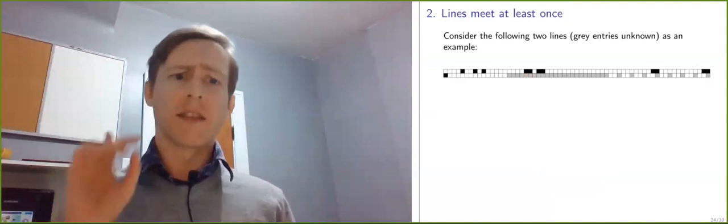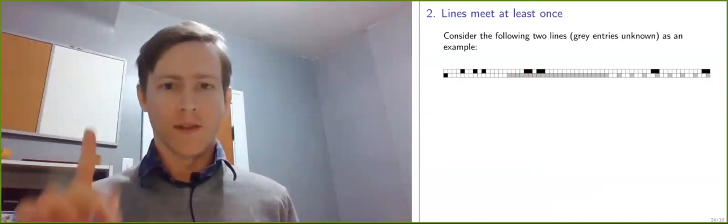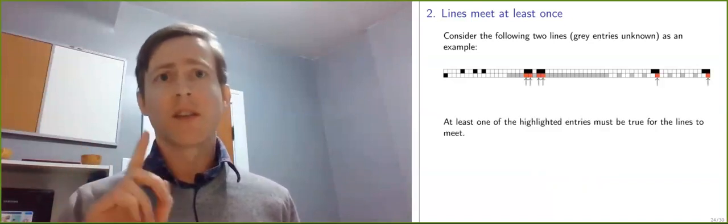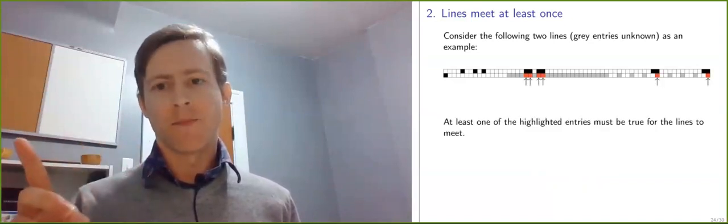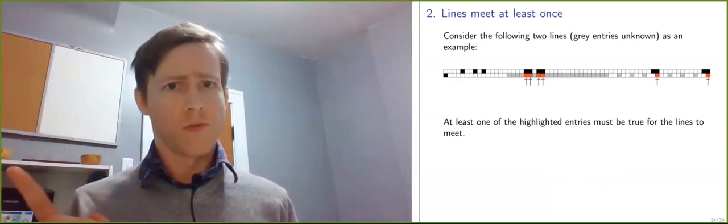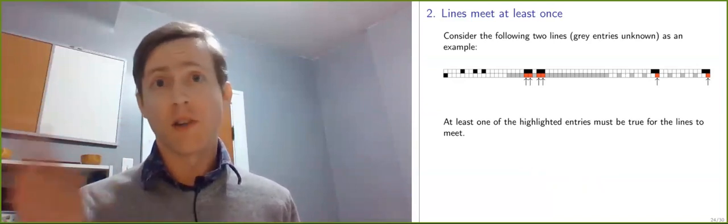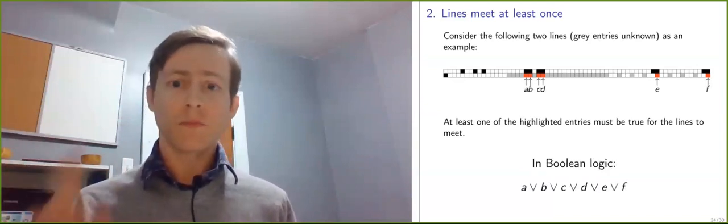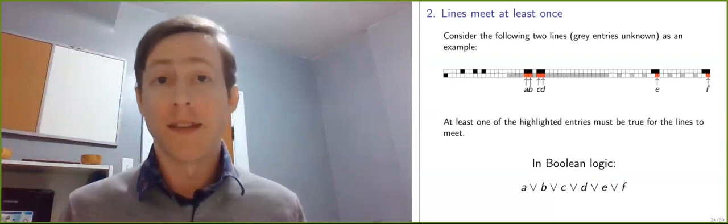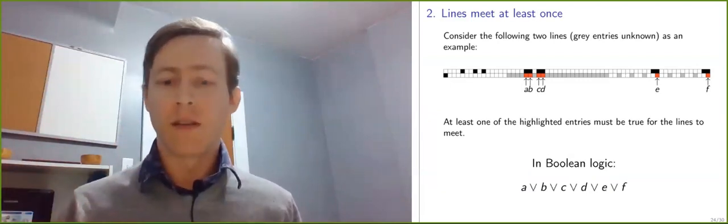But now let's look at the same 2 lines, and now let's encode that lines must meet at least once. This time, take a look at these 6 highlighted entries. At least one of these entries has to be true, because if they were all false, the lines would not meet at all. By inspection, you can see their inner product is 0. This gives us another clause saying A or B or C or D or E or F: at least one of these has to be true.